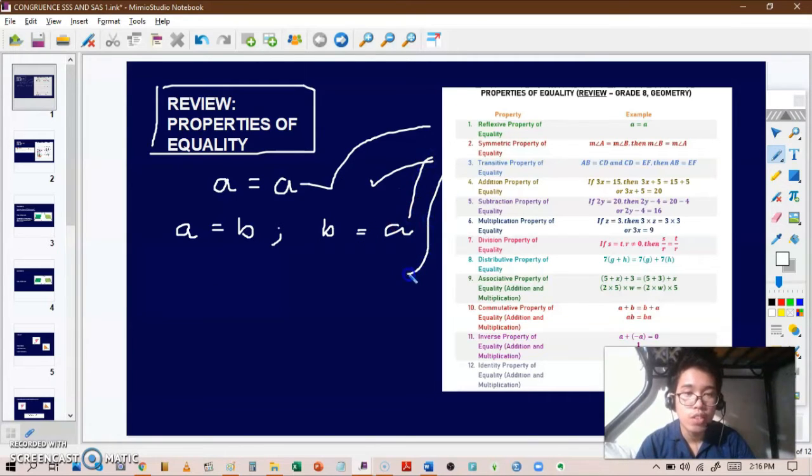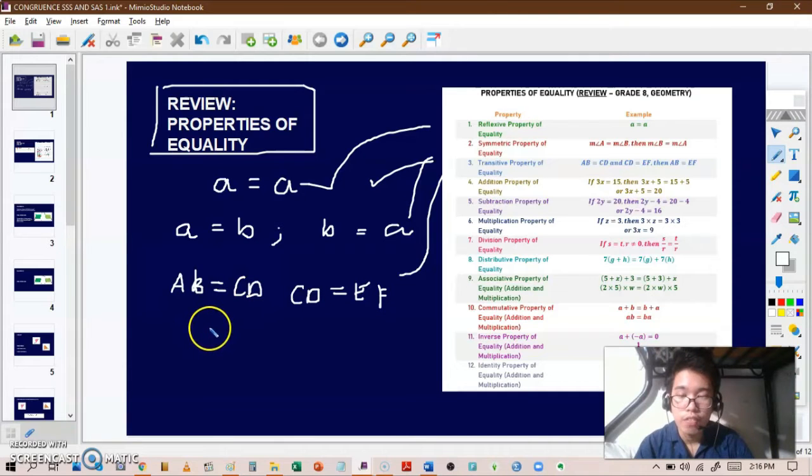Then we have the transitive property of equality. It simply states that, for example, you have AB is equal to CD. Let's say those are side measurements. So side measurement AB is equal to CD, and this measurement CD is equal to EF. Then, since AB is equal to CD and CD is equal to EF, we can say from the transitive property of equality that line segment AB is congruent to line segment EF.